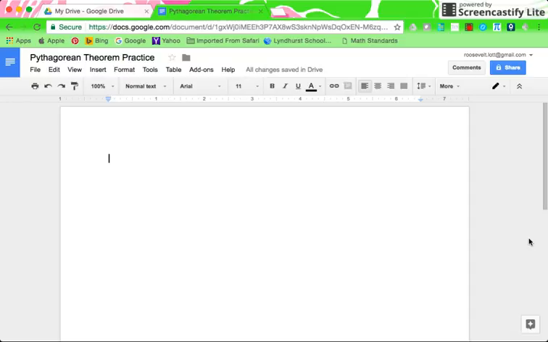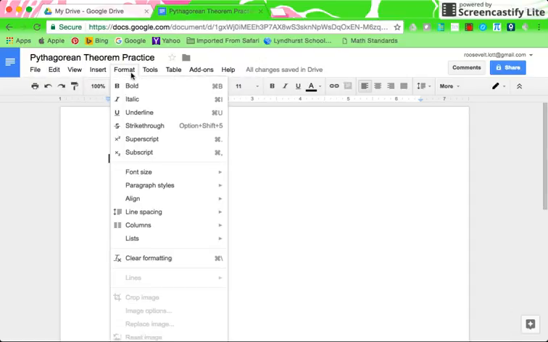The first 5 problems are going to have problems with the hypotenuse missing, and the next 5 problems are going to have problems with the legs missing. It is very important to keep track of what A, B, and C are in your Pythagorean theorem to successfully solve all 10 problems. So the first example you're going to see is one like this with the hypotenuse missing.